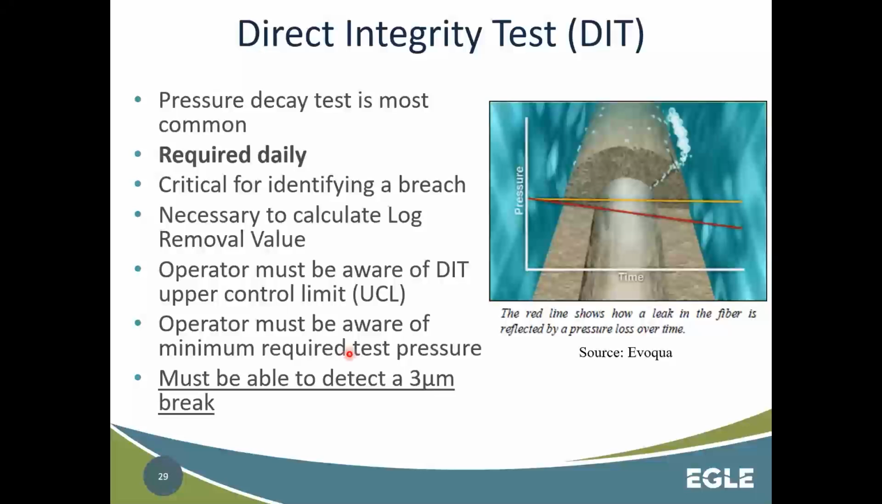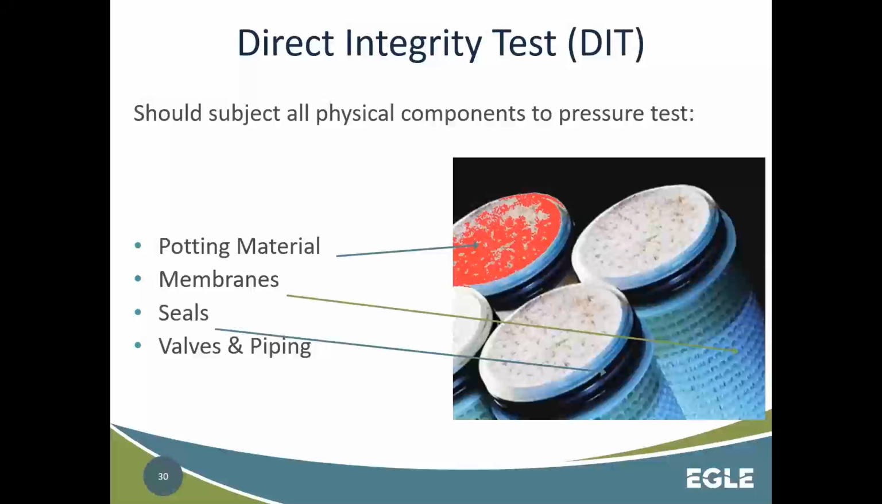And also just note that 3 micrometers, that's not arbitrary. That's about the size of a cryptocyst. So basically they're saying you have to be able to detect a tear that's so small that it would pass a cryptocyst. So as I said, very critical.